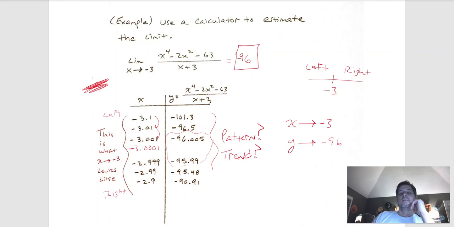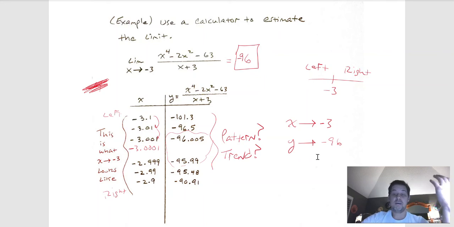Okay. Now, tables with a calculator is one way to do a limit. It's not the only way. So I'll be making other videos to show you other ways to do limits, but let me give a little preview of one right now. So see this function, x to the 4th power minus 2x squared minus 63 divided by x plus 3, okay? When I say if the x is close to negative 3, what will happen is the y will be close to negative 96.